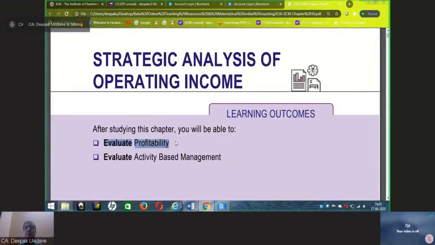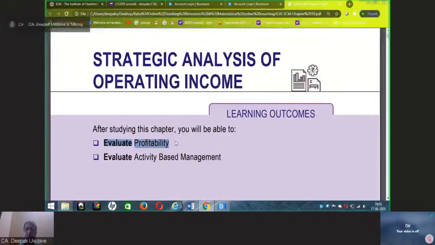Different facets of profitability analysis from the point of view of strategy building. And that is why the name of the chapter is Strategic Analysis of Operating Income. At the business profitability level, how do you ensure that there is maximum profit year after year and no decline? Causes responsible for a decline in profit are addressed by the top management immediately, and next year again the performance improves, or next quarter the performance improves.